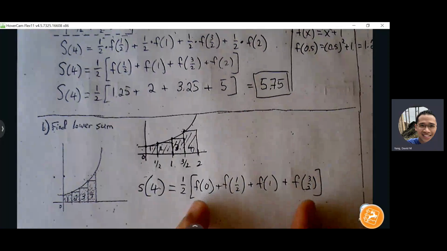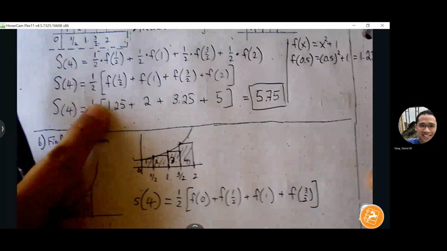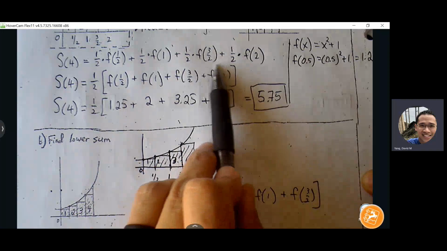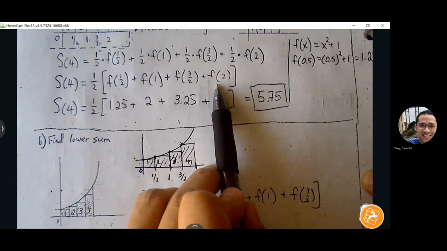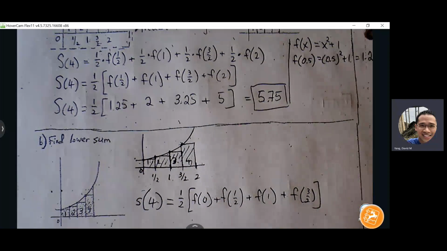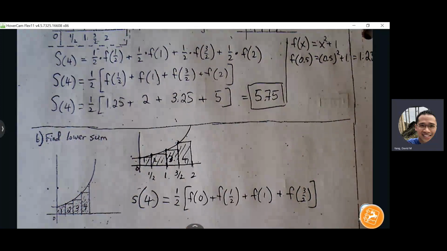Notice that really the only difference between these two formulas is what? This one uses f of 2, but this one uses f of 0, right? So really a lot of shared information. It's just each of these heights represent a different height of a different rectangle.